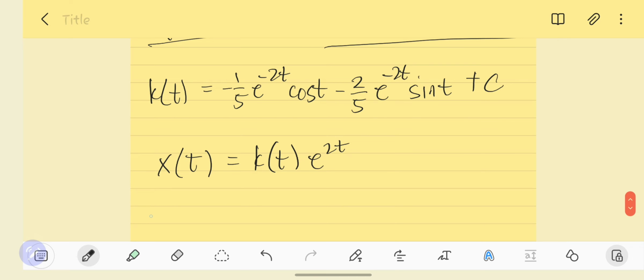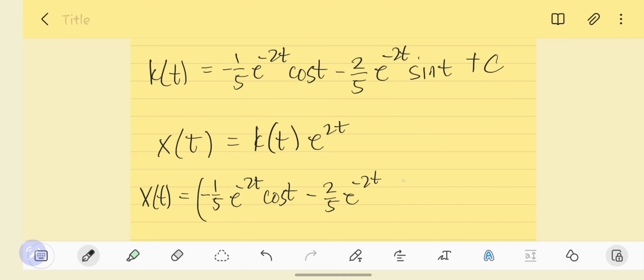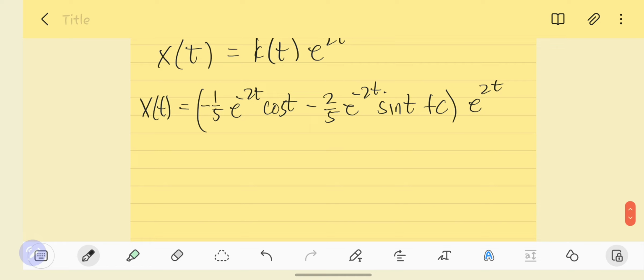Now x of t is equal to k of t, the k of t is negative 1/5 e to the negative 2t cosine t minus 2/5 e to the negative 2t sine t plus c, times e to the 2t. So now x of t is equal to, you'll try to multiply that.